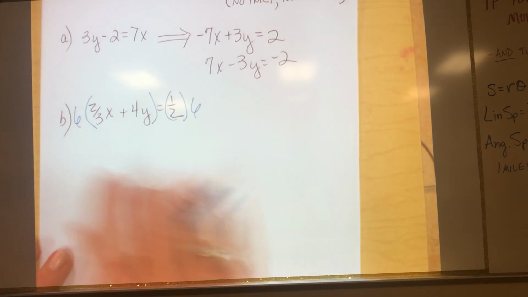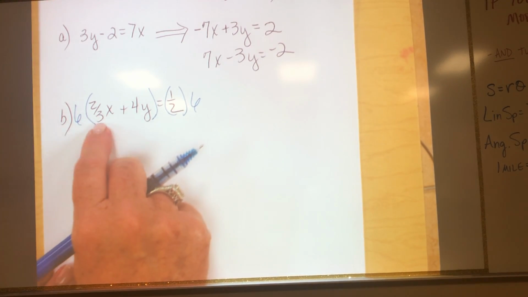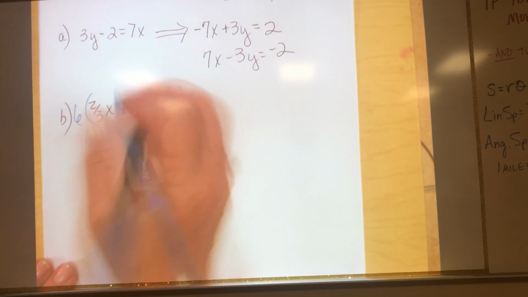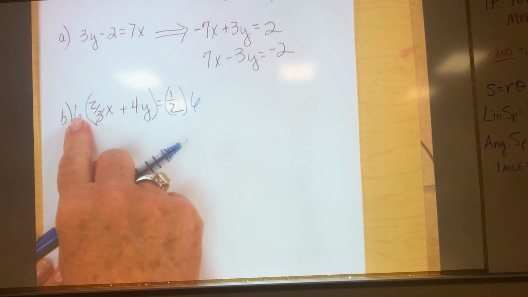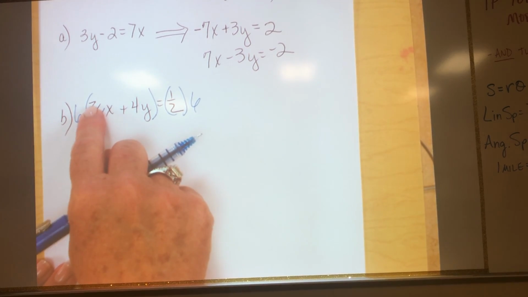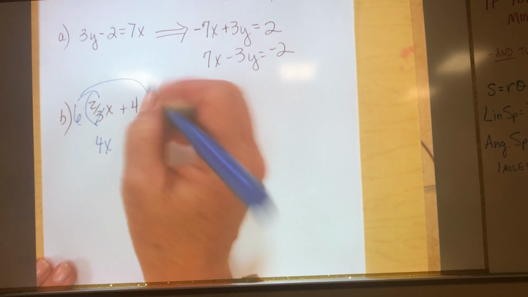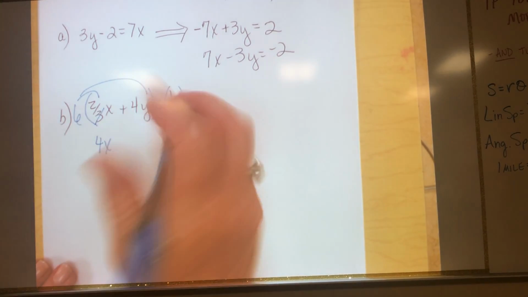All right, now remember when we did this? Remember when we divided by the bottom, multiply by the top? Remember that? How many times does 3 go into 6? 1. What's 2 times 2? 4. So that's 4x. You've got to multiply everything by 6. What's 6 times 4y? 24y.